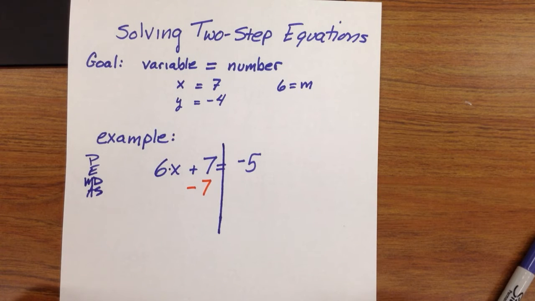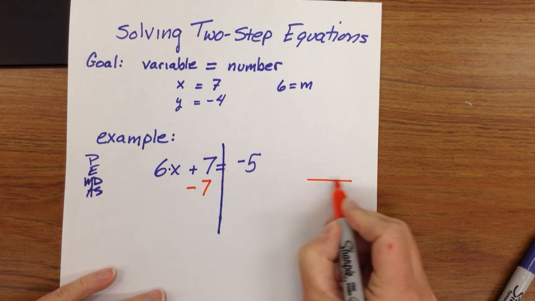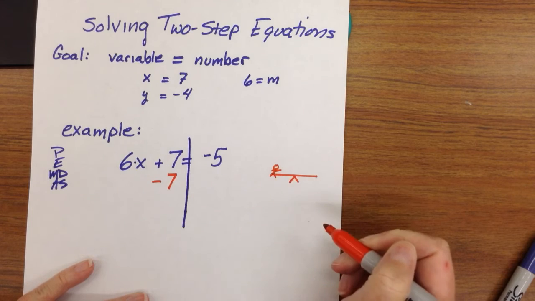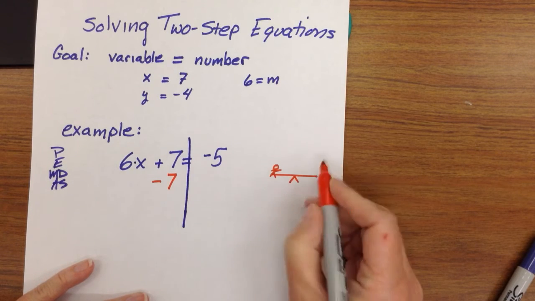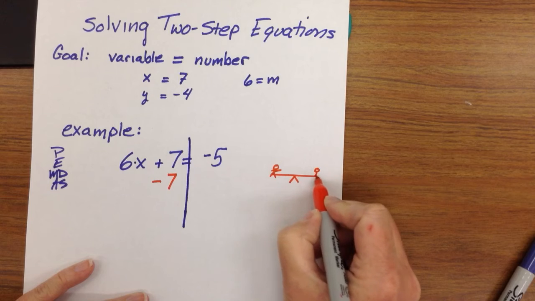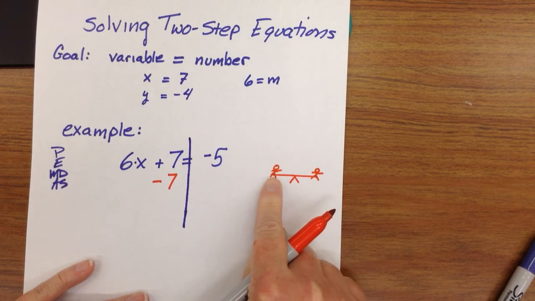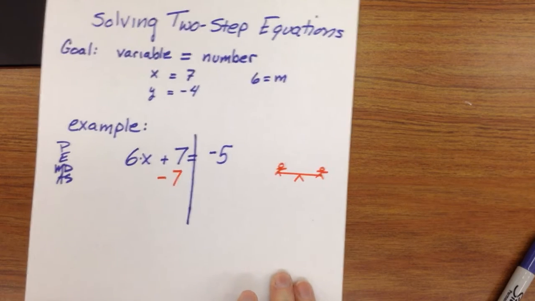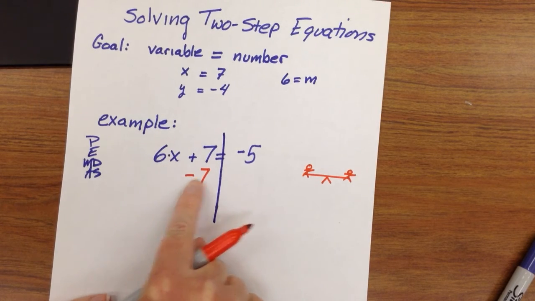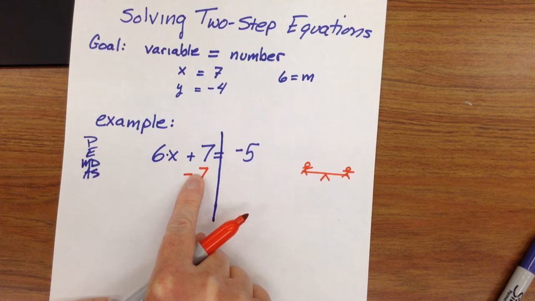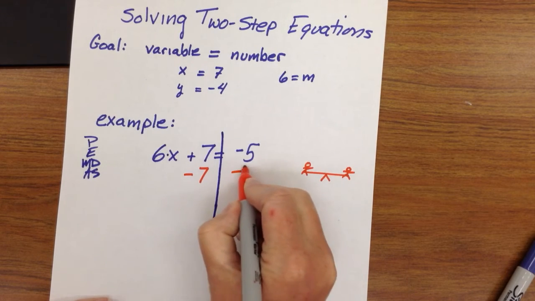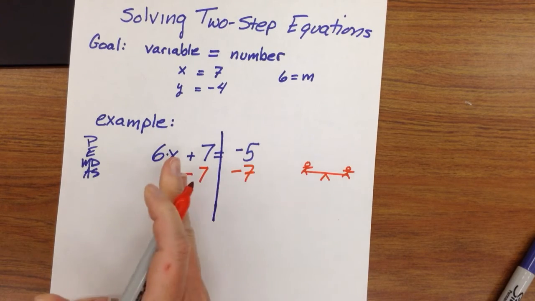Now there's a rule with equations. Equations are like teeter-totters. Here's a little kid sitting on the teeter-totter, and if it needs to stay balanced, you would need a kid on the other side. If you have a little chubby kid over here, you need a little chubby kid over there. Equations are the same way. We want to keep it balanced. So if I put a -7 on this side, I have to put one on the other side.